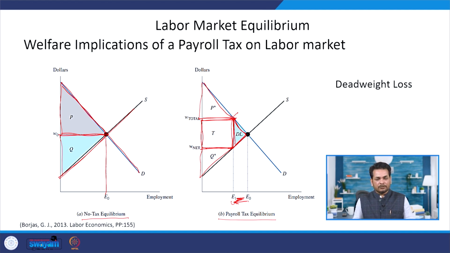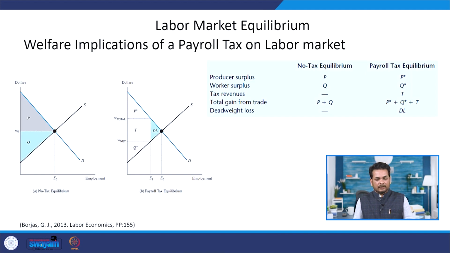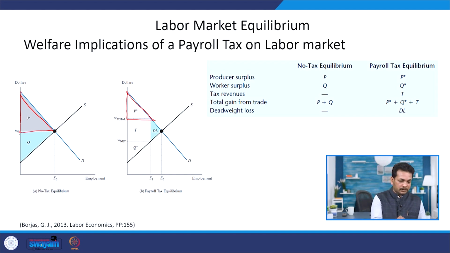So, when we compare these two graphs without tax and with tax, we can see the producer surplus, which was earlier this much, has now reduced to this. So, from P to P star the producer surplus has been reduced. The worker surplus, which was the triangle Q, has been reduced to Q star. Earlier there was no tax revenue, but after the imposition of tax, this much is the tax revenue.